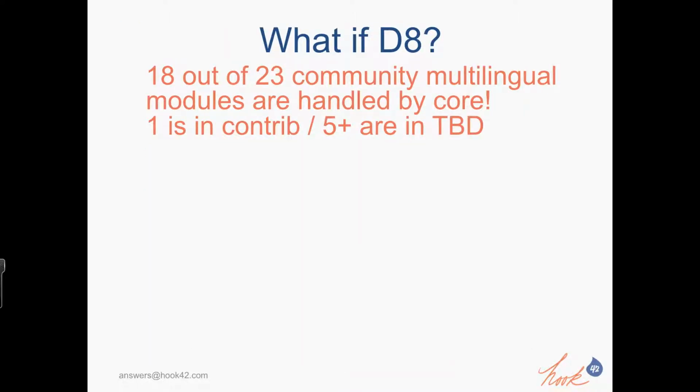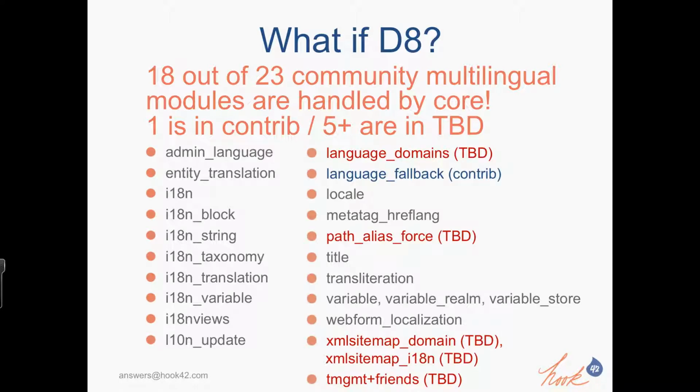If we did this in Drupal 8, 18 out of the 23 community multilingual modules are handled by core, right? So I would just have to actually install 5 modules. And these are red at this point. I needed to update this one more time. But a lot of those things are actually in Drupal core now.